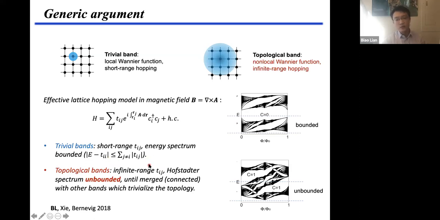Of course, this is not a proof that the spectrum has to be unbounded, but at least it gives you some sense that you would expect the spectrum to not be so bounded, until the band spectrum merges with other bands, which trivializes the topology. Then one could apply the trivial argument here for the two bands together.